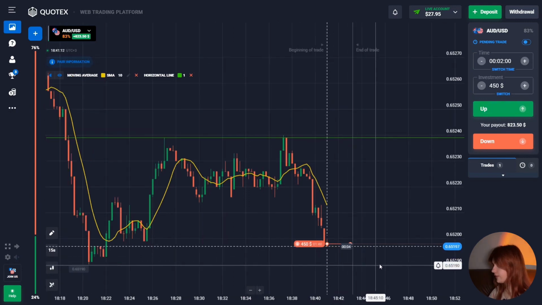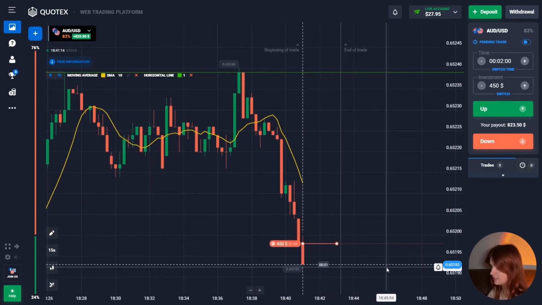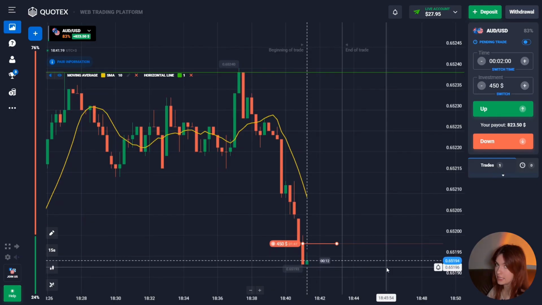Additionally, we can observe that the price has become more impulsive and predominantly consists of red candles. So this indicates that the price has a good potential for a downward movement, and so guys, let's wait for the result.